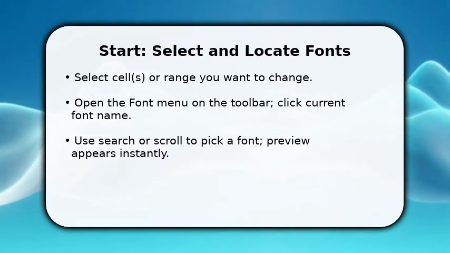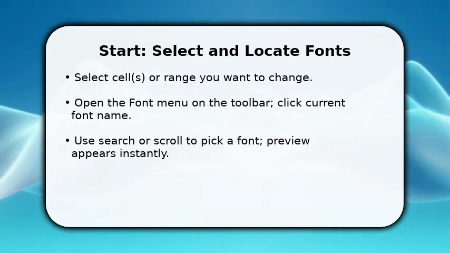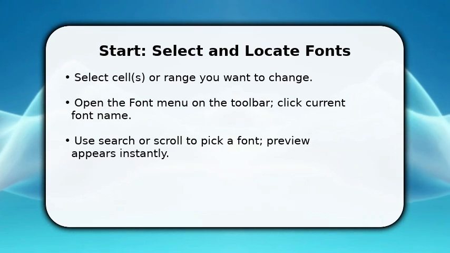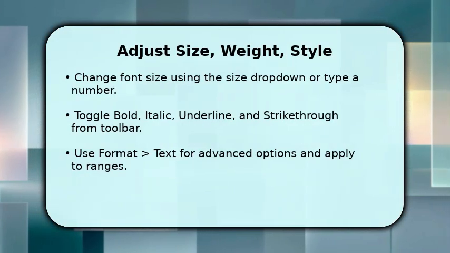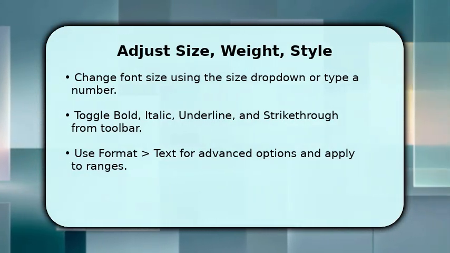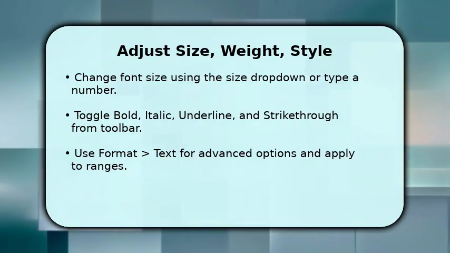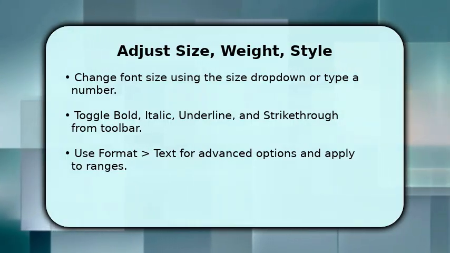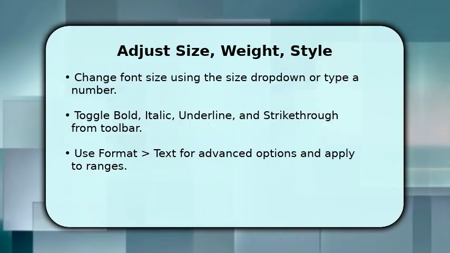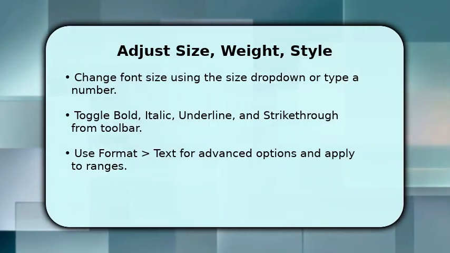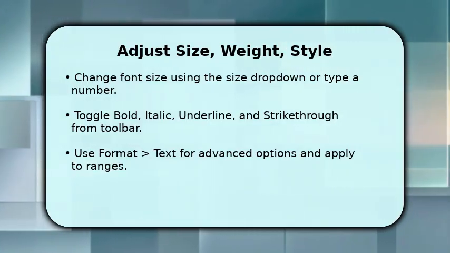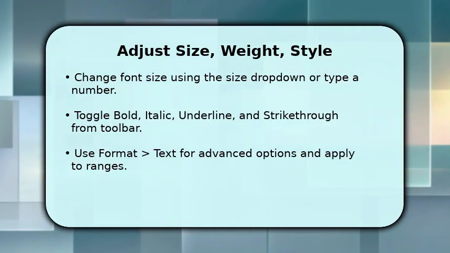Choose a font and the selected cells update so you can evaluate readability and tone. Once you have the font, adjust size and weight to improve clarity and hierarchy. Click the size dropdown or type a number for precise control. You can toggle bold, italic, underline, and strike through from the toolbar to emphasize data. Use them sparingly for readability.